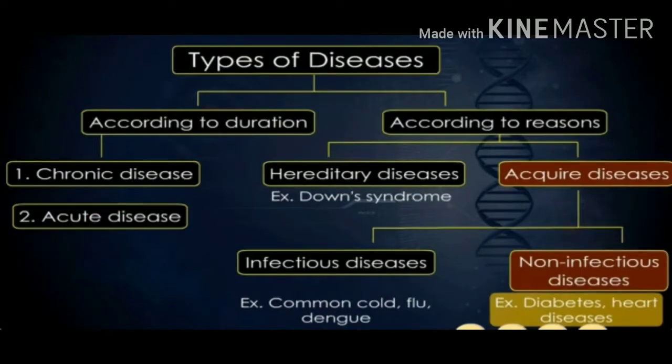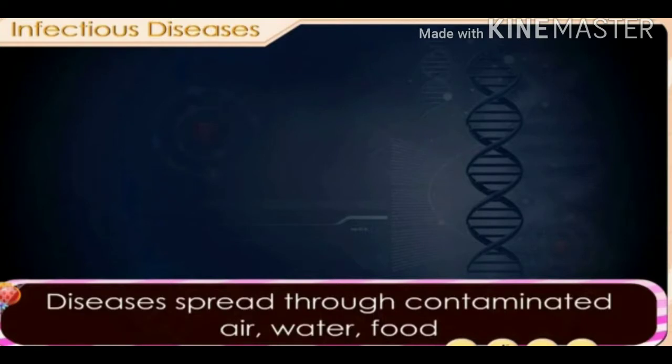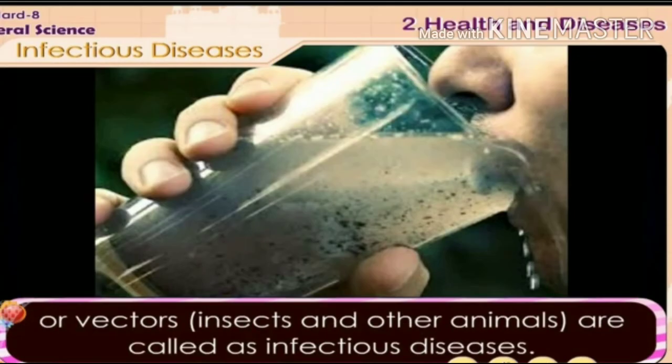According to the reason, the diseases are classified into hereditary disease, example Down syndrome, and acquired disease. Acquired diseases are further classified into infectious diseases, example common cold, flu, dengue, etc., and non-infectious disease, example diabetes, heart diseases. So these are the types of diseases. Now we are going to learn the infectious diseases. Diseases spread through contaminated air, water, food or vectors, insects and other animals are called infectious diseases.